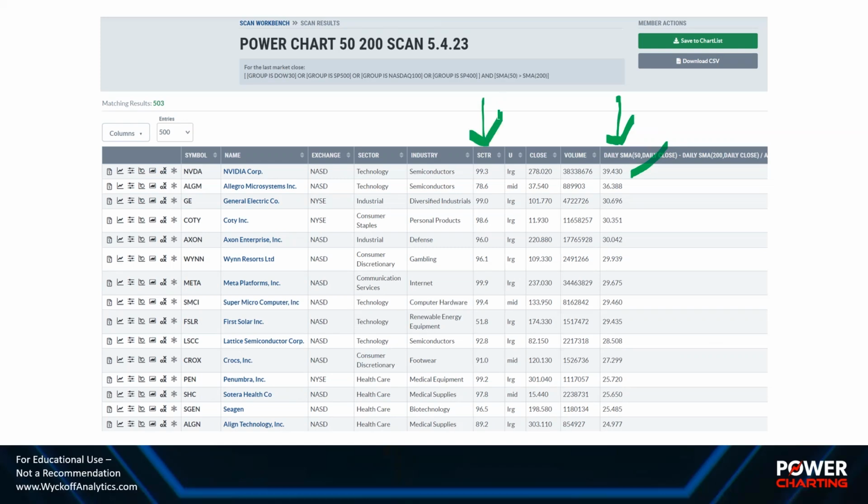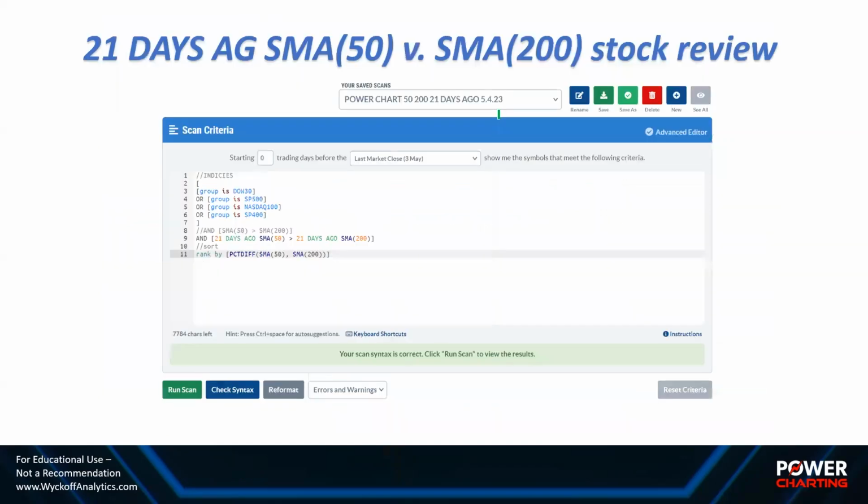Then we can roll this back 21 days. So we have the second line of code. We just double slash the first line, which comments it out and makes it inactive, but it's still there for our eyes to see. And 21 days ago, SMA 50 versus SMA 200, both set back 21 days. And then we just count the number of stocks that were responsive to that request 21 days ago.